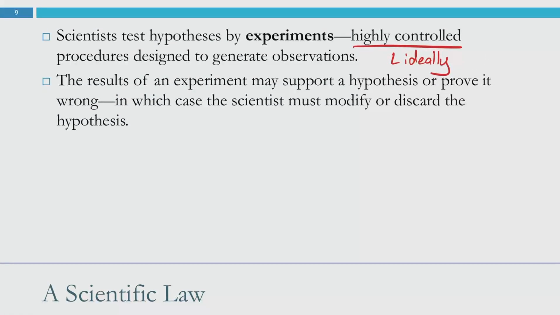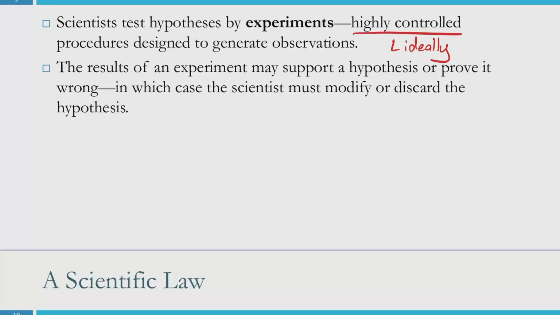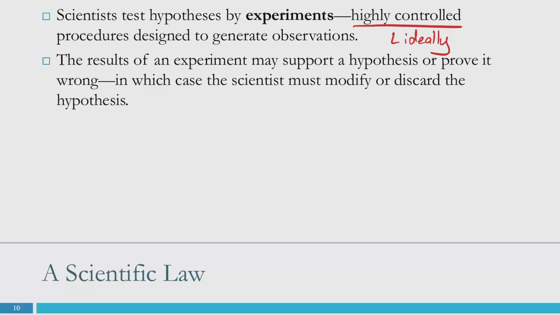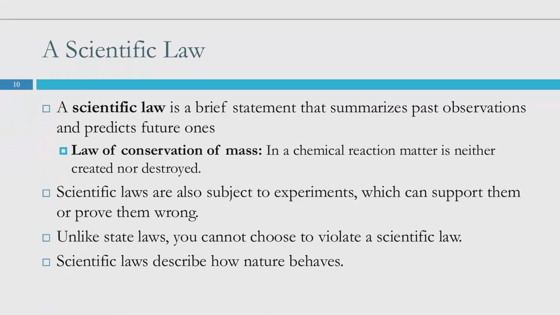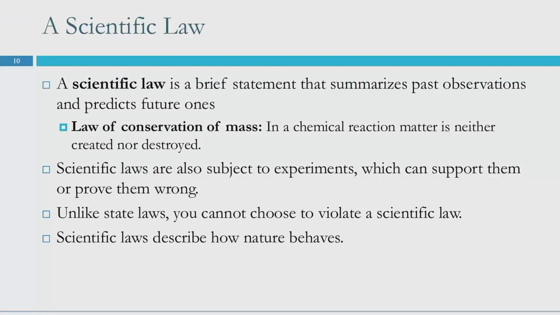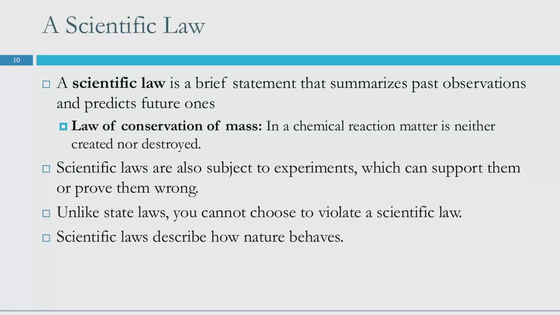We should get some results from our experiment. If you're not getting results, positive or negative, sometimes the result is just, it didn't work. And that is also a valid result. We can modify or discard our hypothesis. And then, if we get enough of these results, we can come up with a scientific law or a theory that we'll talk about next.